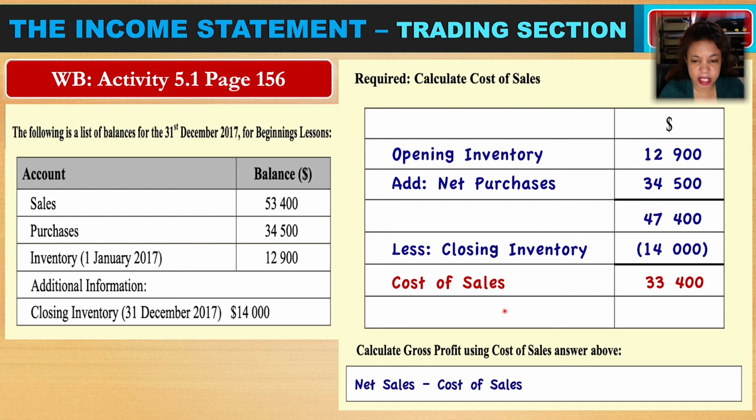So to calculate your gross profit, once again, it will be net sales minus cost of sales. So your net sales figure, they gave it to you, 53,400 minus what we just calculated there, which will give you 20,000 as your gross profit. Okay, cool.